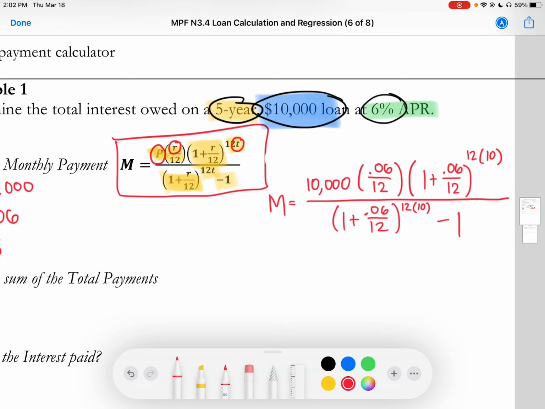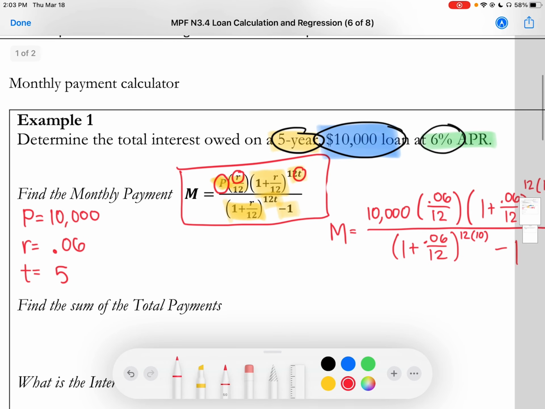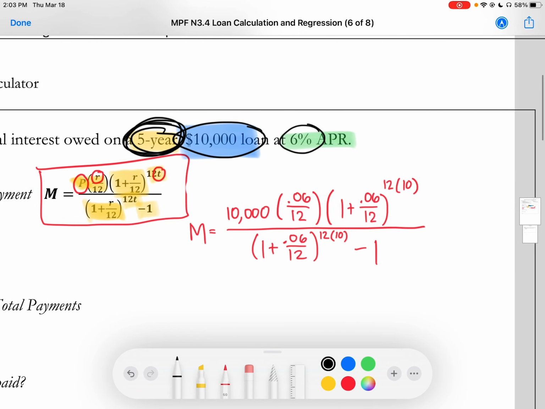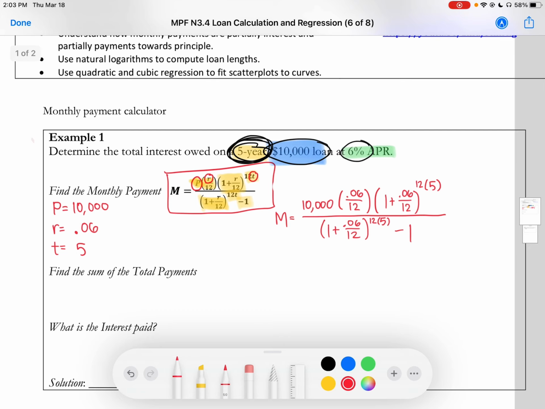I want you to practice putting this in your calculator and making sure you can get the right answer. T is supposed to be 5, huh? Sorry that threw you guys off. Today T is 5 right there, 5 years. We've been doing so many where it was a 10-year loan that I just automatically put 10 in there. So it's a 5-year loan. We have 0.06 everywhere there's an R, 10,000 for our principal, and 5 for our years.